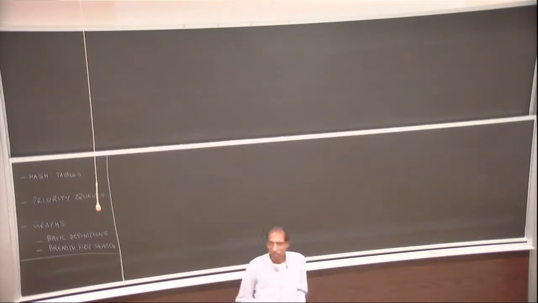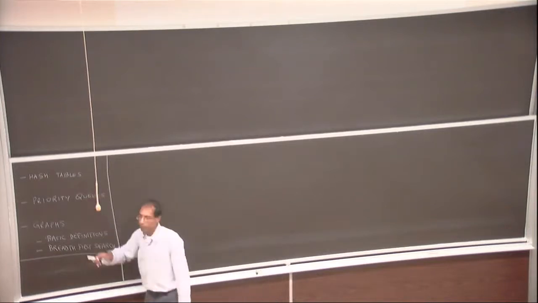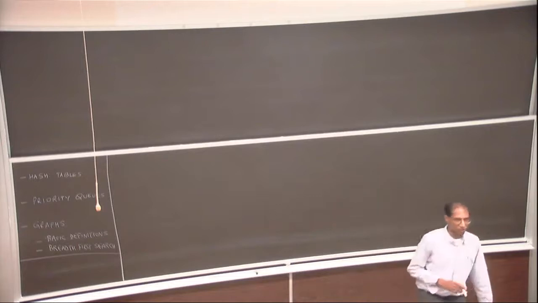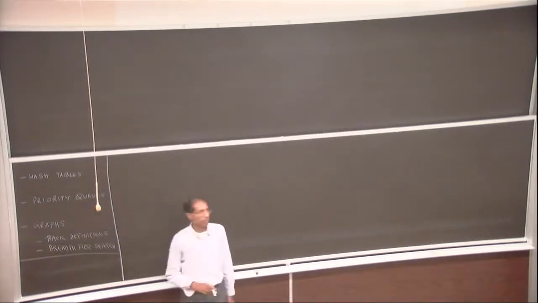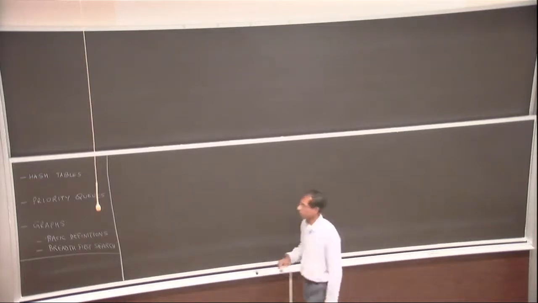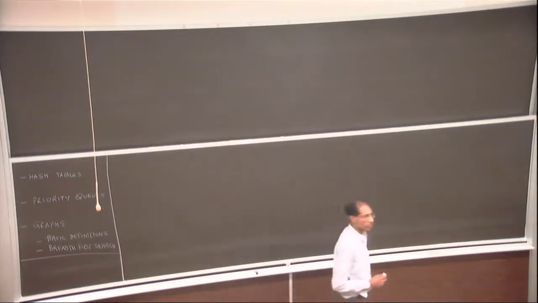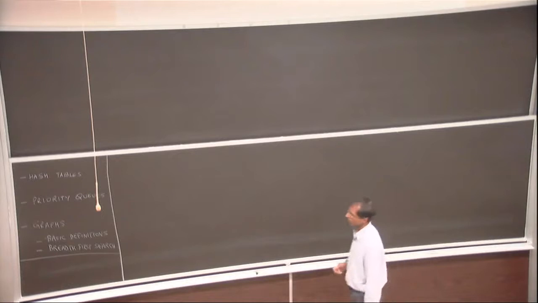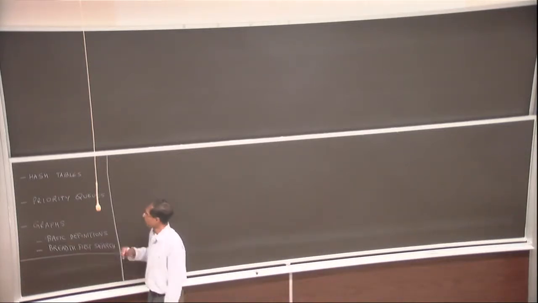So let's get started. We will try to wrap up our study of data structures by going over hash tables and DQs, and then we will start our segment on graphs. We will begin by basic definitions, and then we will move on to breadth first search, talking about graph traversals, and so on.